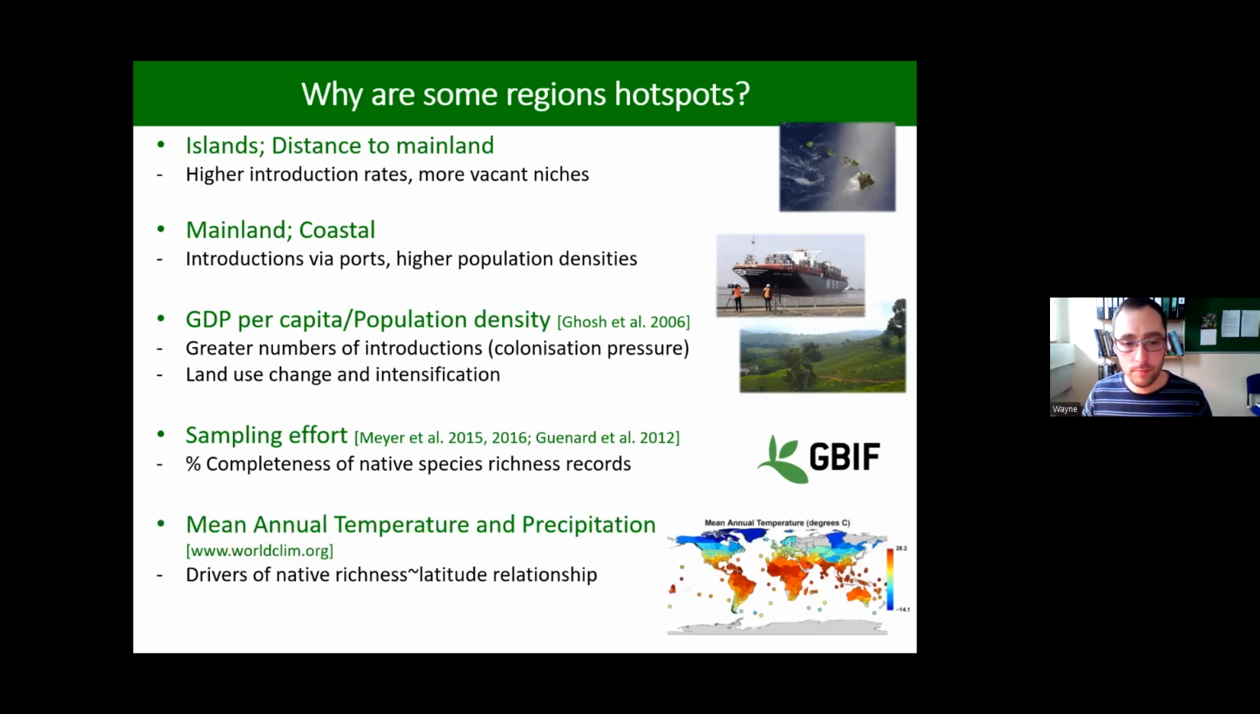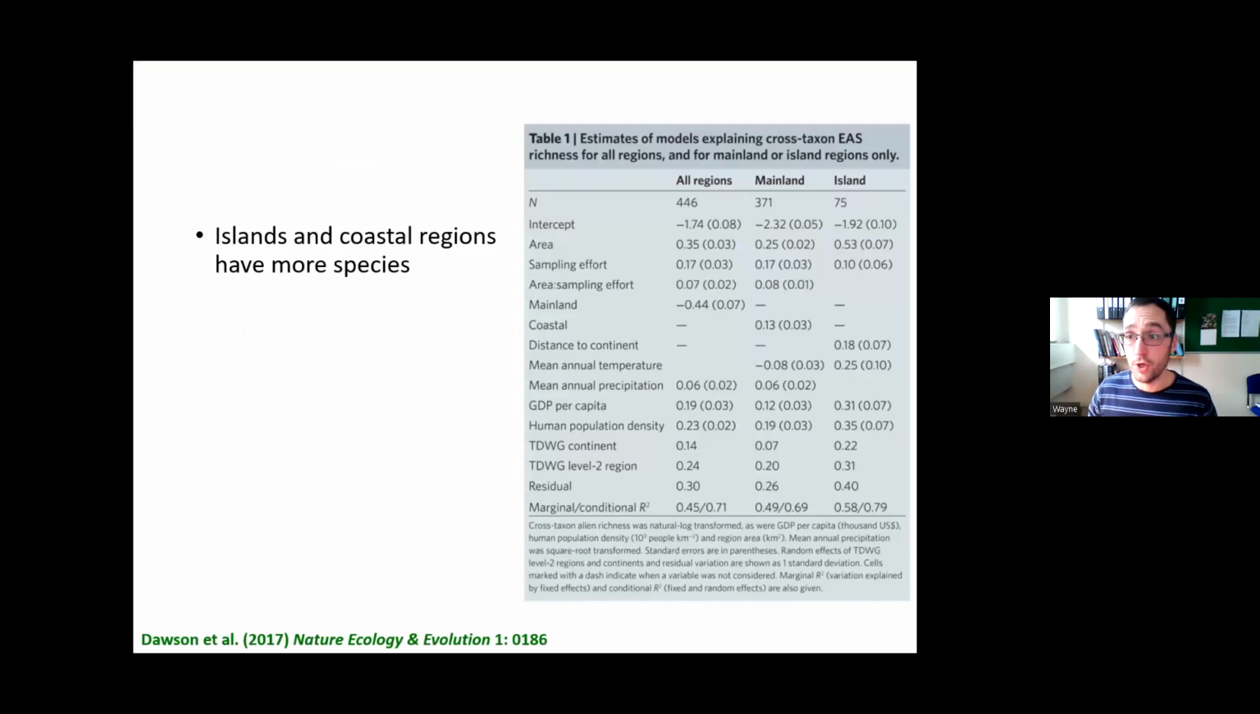Then we've got mean annual temperature and precipitation. They're both known to be important drivers of that native richness latitude relationship that we looked at before. And it could be that they also play a role in determining the number of naturalized species present. So just to show you the first results of trying to answer that question, why are some regions hotspots?